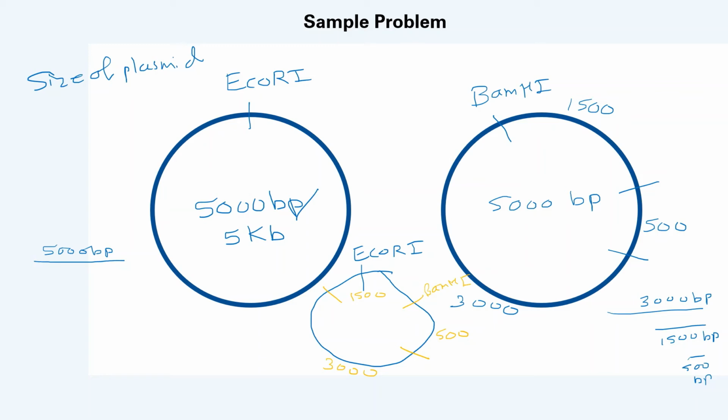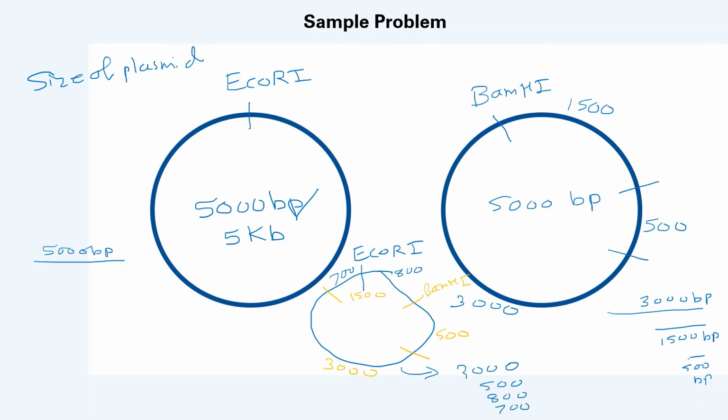And now EcoR1 is cutting inside the 1,500 base pair fragment. So say it's cutting 700 here and 800 here. So now with the double digest, we call it double digest because it's 2 enzymes cutting, we are going to have the fragments 3,000, 500, 800, and 700.